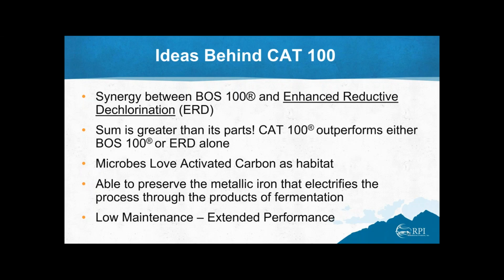Microbes themselves love activated carbon as a habitat, so you will see the microbial population boom and be sustained. It also appears that the microbes themselves are able to preserve the metallic iron that electrifies the process in beta elimination. And they do this through products of fermentation, such as hydrogen ions and electrons. It's low maintenance. It has extended performance.